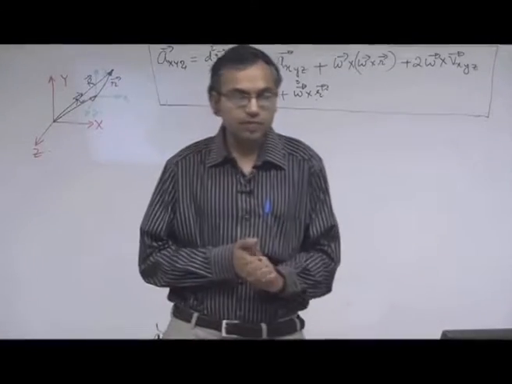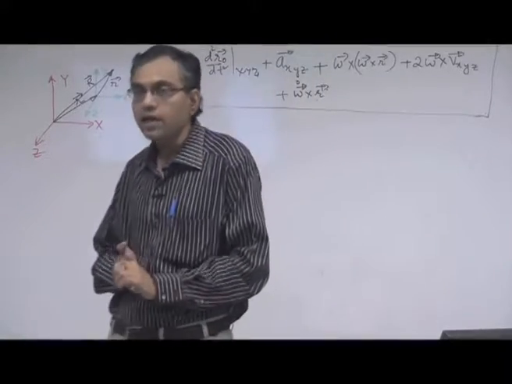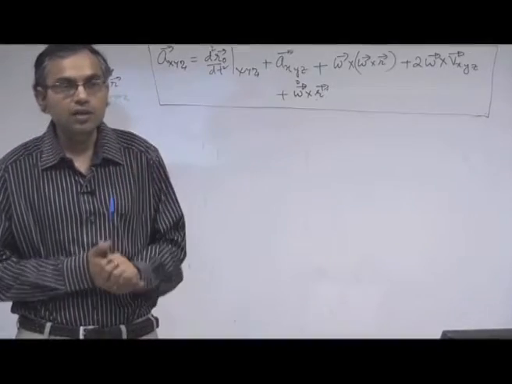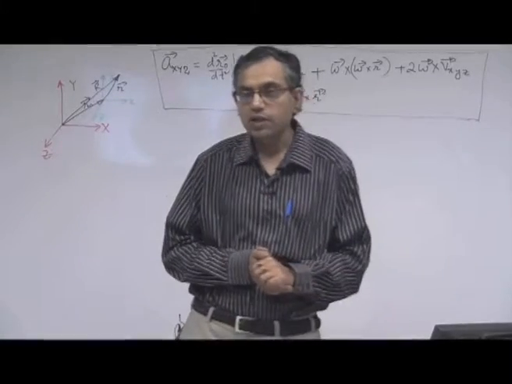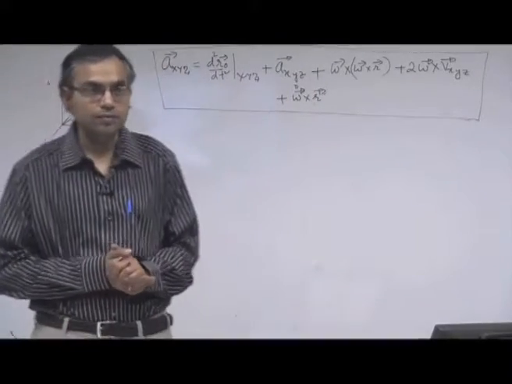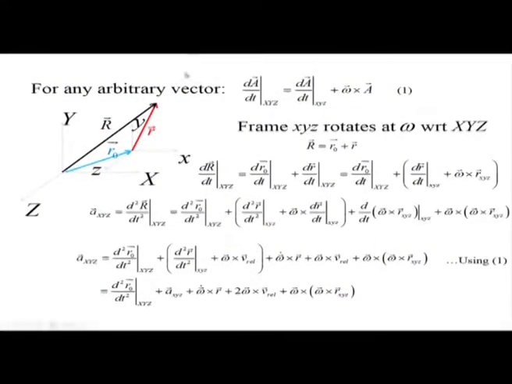In the previous lecture we started discussing the basic mechanics of flow on a rotating device, and we started by considering the derivative of a vector in a moving reference frame. So to summarize what we have done so far, we have considered that there is a capital XYZ, which is an inertial reference frame, and a small xyz, which is a frame which rotates at an angular velocity omega with respect to capital XYZ.